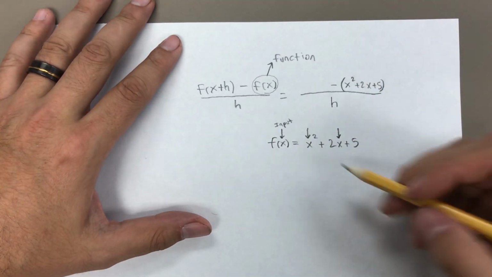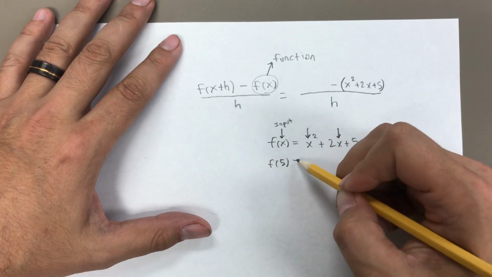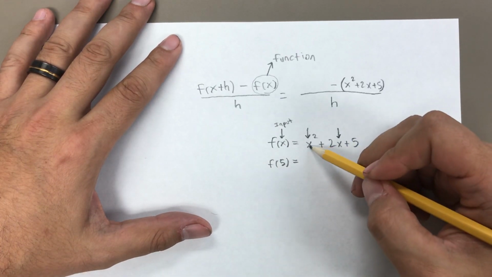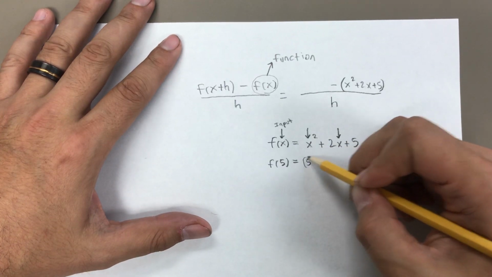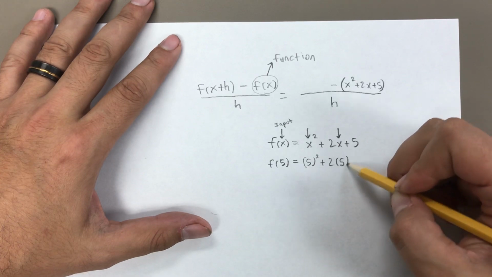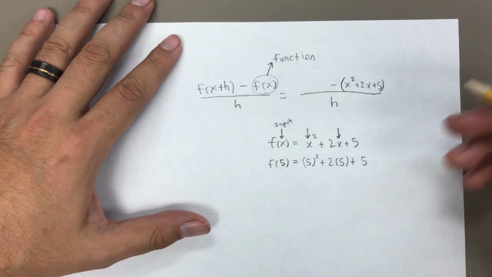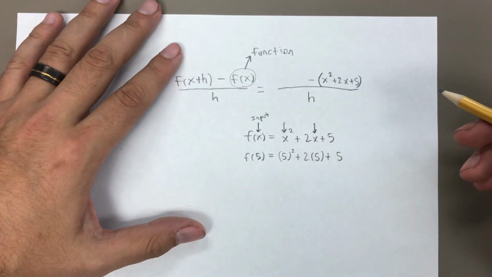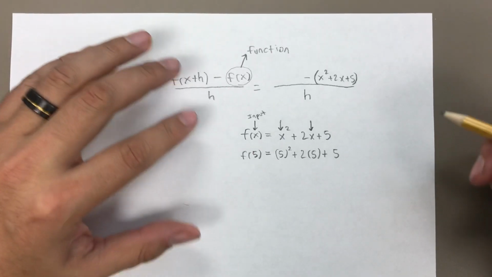So, for an example, if I were to plug in the number 5, I would just plug it in for x here and for x over here. So I'd get 5 squared plus 2 times 5, and then plus 5. And then I can evaluate it from there using order of operations. Nothing particularly crazy about any of that stuff.